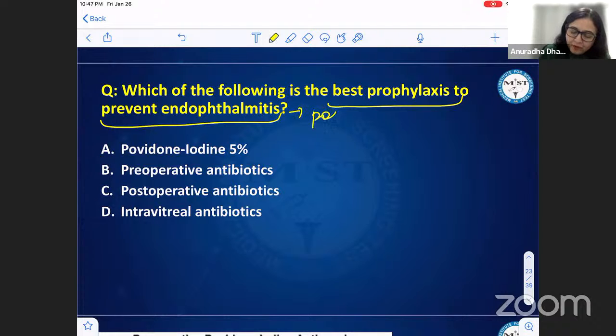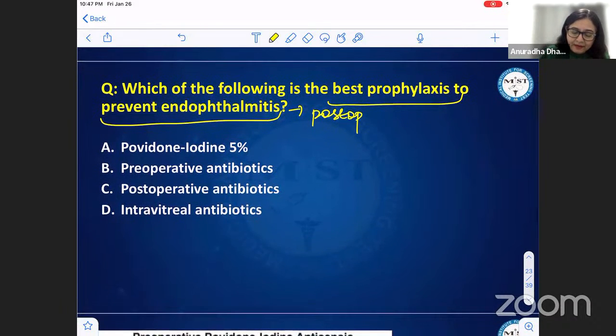endophthalmitis, post-op endophthalmitis. The choices given were povidone iodine 5%, preoperative antibiotics, post-operative antibiotics, intravitreal antibiotics. Now, according to the endophthalmitis study, what they found was that after the surgery, the most common organisms which cause acute endophthalmitis are your commensals.